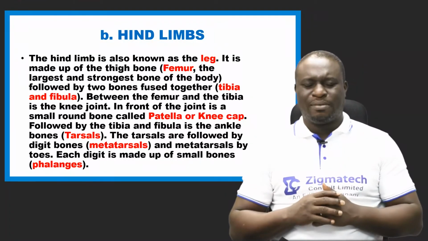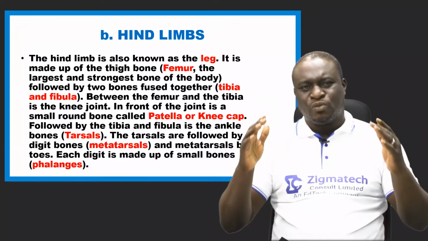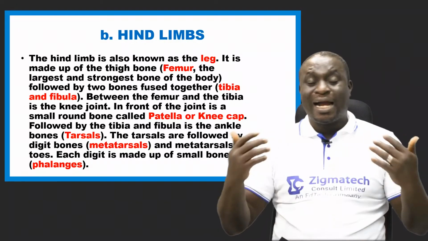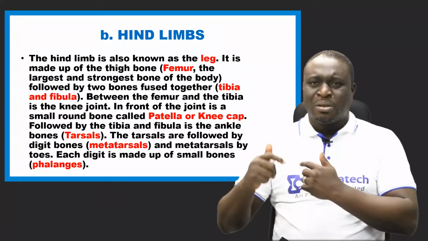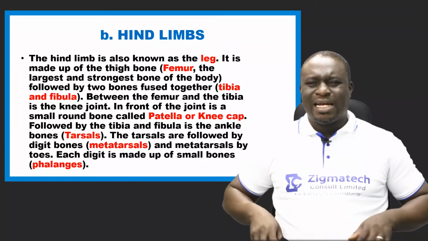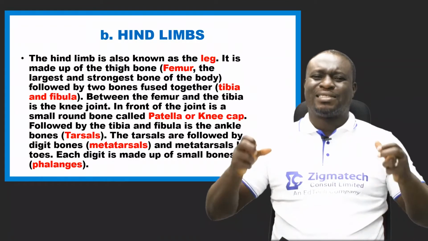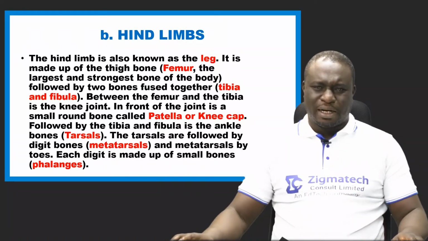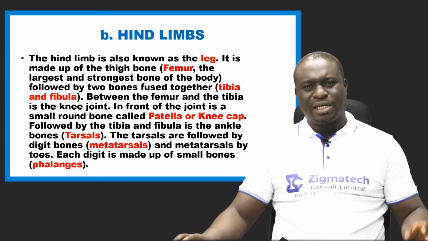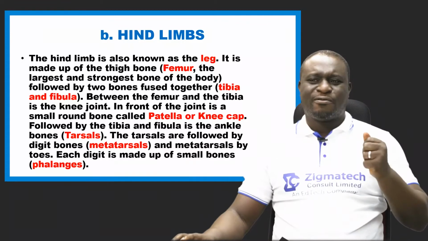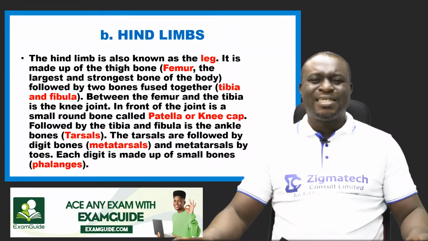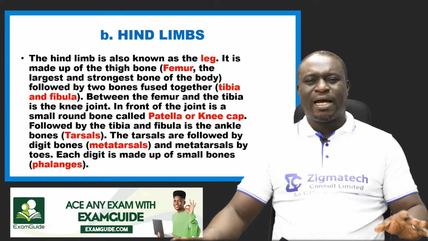The same thing we described concerning the forelimbs is also applicable to the hind limbs. The hind limbs are also known as the leg. Now, the hind limbs consist of a long bone, and this bone is regarded as the largest and strongest bone of the body, and that is the femur. The longest and strongest bone of the human body is called the femur. Now, after the femur, we have two short bones which also lie side by side, and they are called the tibia and fibula.